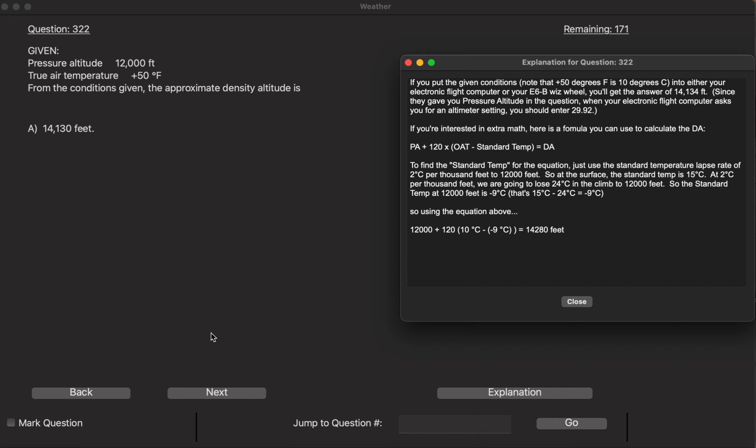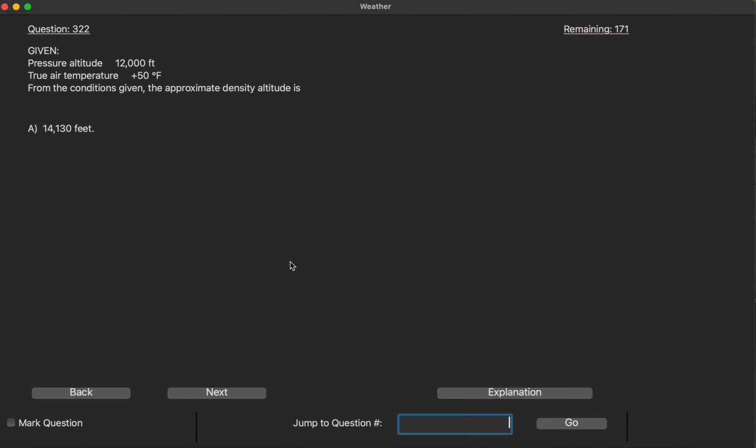So the temperature at 12,000 feet is -9°C, so 15 minus 24 equals -9°C. 12,000 plus 120 times 10°C minus -9°C gives us 14,280 feet, rounding down to 14,130 feet.